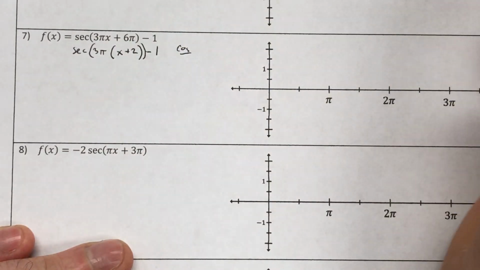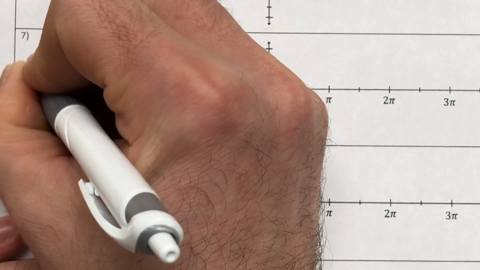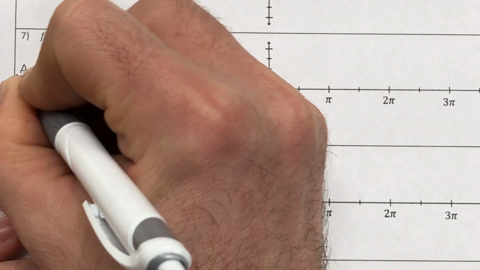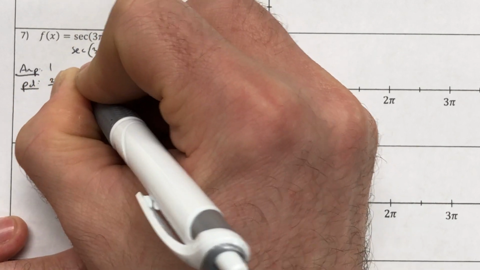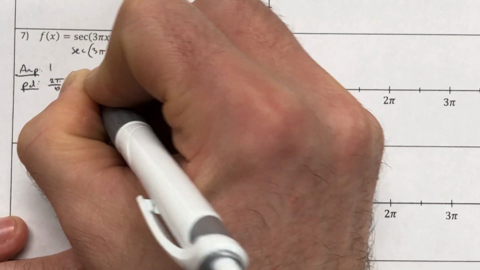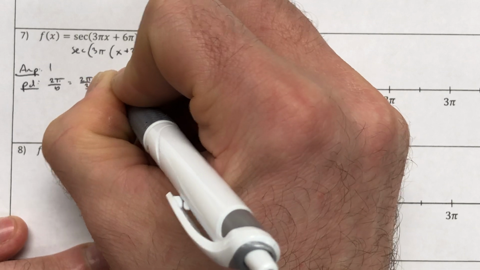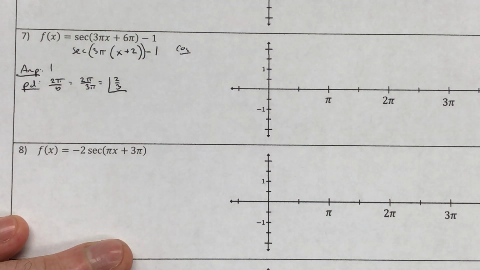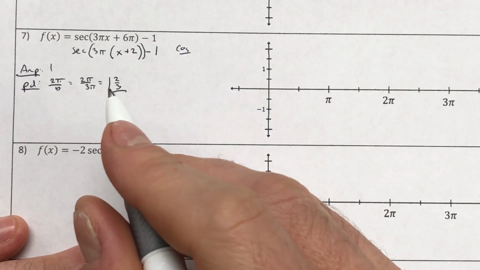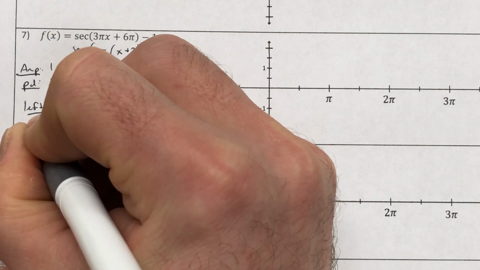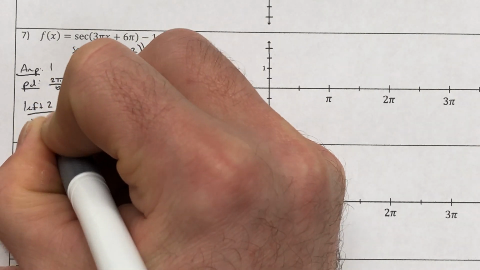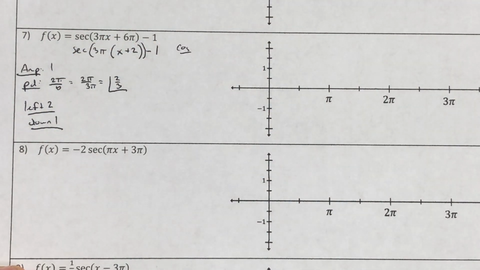I know this is paired up with cosine. So my amplitude is 1, and my period is 2 pi divided by b, which is 3 pi. So 2 pi divided by 3 pi is 2/3. This thing repeats itself a lot. I've also moved left by 2 units, and I've moved it down by 1 unit. So I'm going to have a cosine function with all of these attributes.